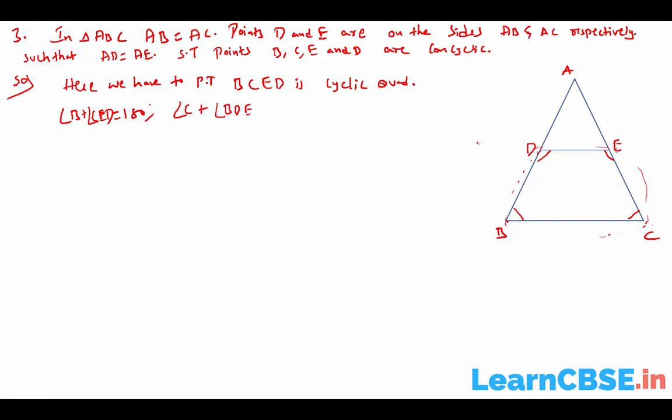Given that AD equals AE, given that AD equals AE, and AB equals AC. Solution. In triangle ABC we have AB equals AC and also AD equals AE. That means these two sides are equal, AB equal to AC and AD equal to AE. Obviously BD equals EC also.